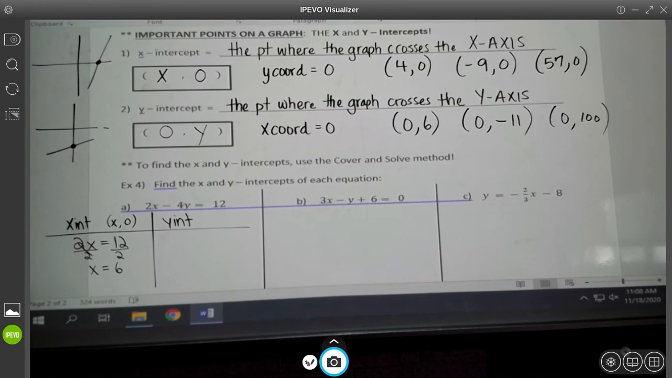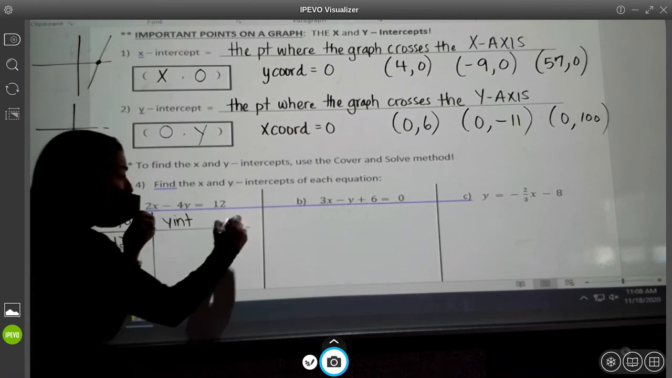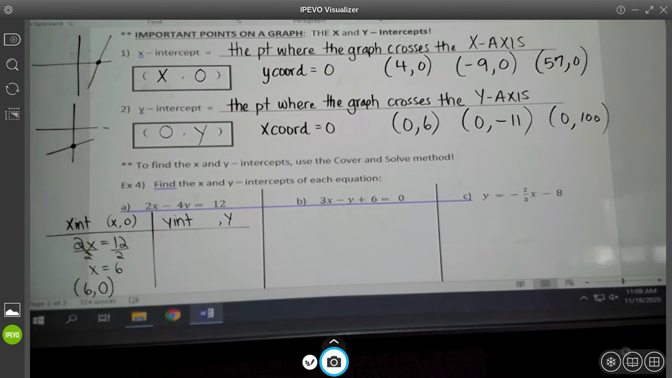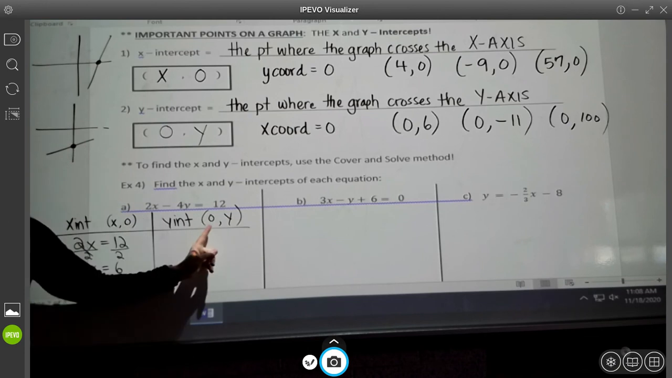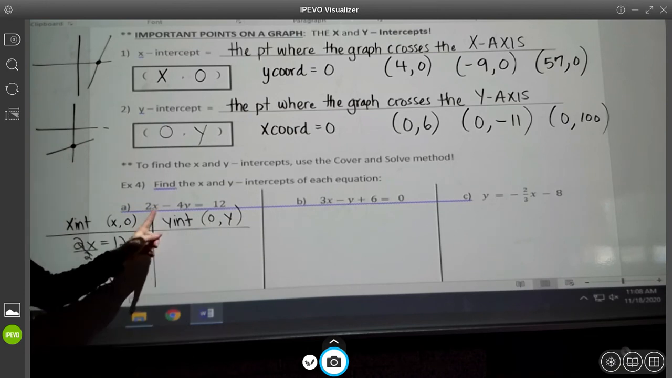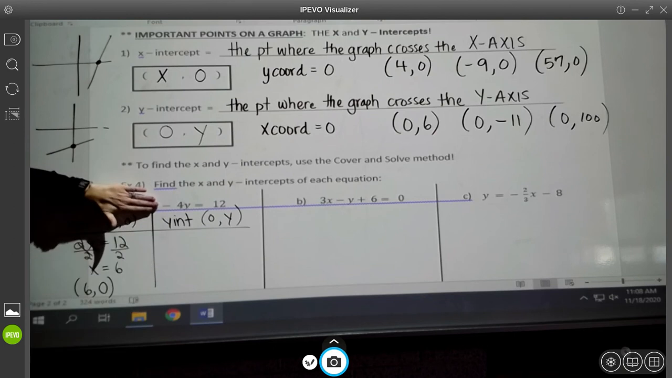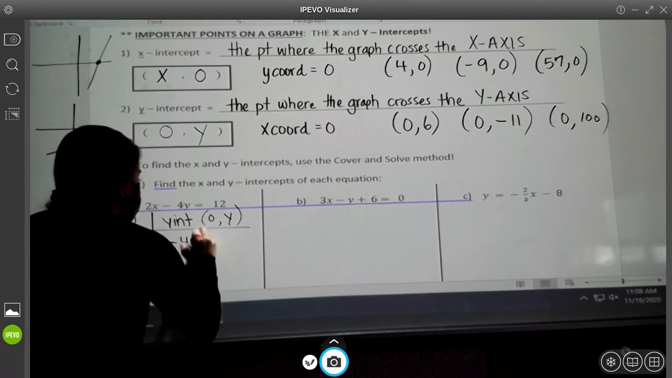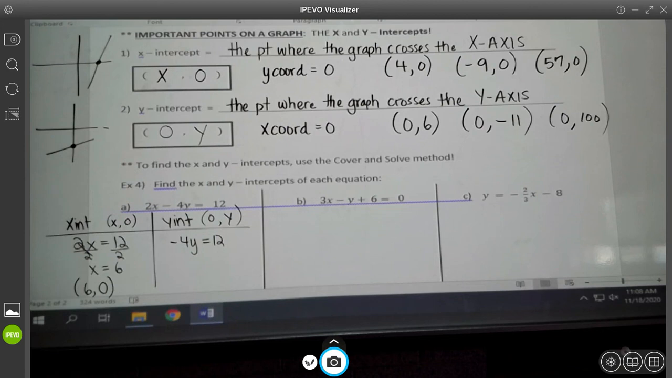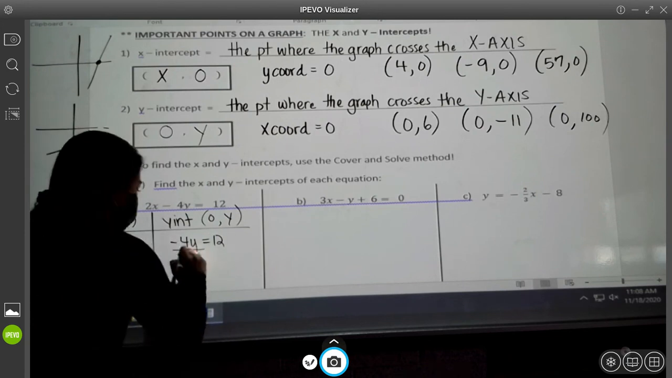Guys, if we're going to find a y-intercept, right, we're clearly looking for y, but who does his x-coordinate have to be? 0. So go to this equation and let the x be 0. So if I let x be 0, what's 2 times 0? It's gone. Cover that part of the problem up. What's left? -4y equals 12. Okay? And all you got to do is solve for y. Divide by -4. And you get y equals -3. So this graph will cross the y-axis when y is -3. As an ordered pair, x was 0, y is -3.